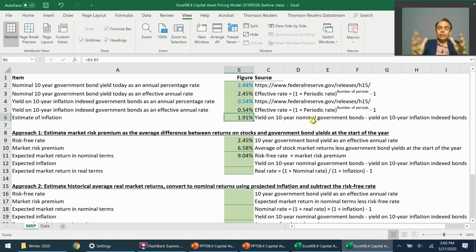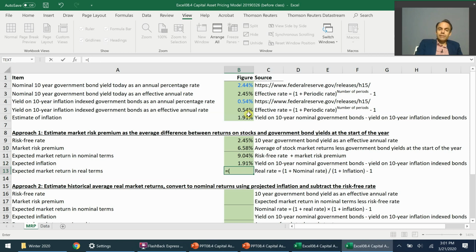But if you decided, I want to hedge my risk against inflation, I want to buy these inflation protected securities, you would be expecting a return of about 0.54% on those securities. And that gap between the regular government bond yield and the yield on inflation protected securities, that gap of 1.91%, is a market-based estimate of future inflation. So I'm going to use that estimate as my expected inflation rate, and then I can make an estimate of what I think real returns are going to be in the market.